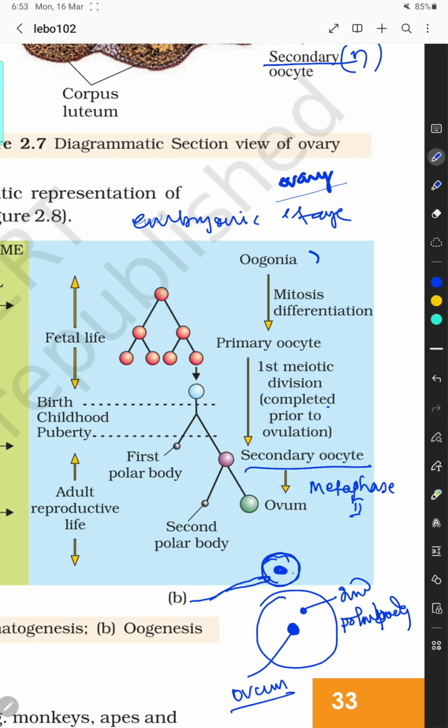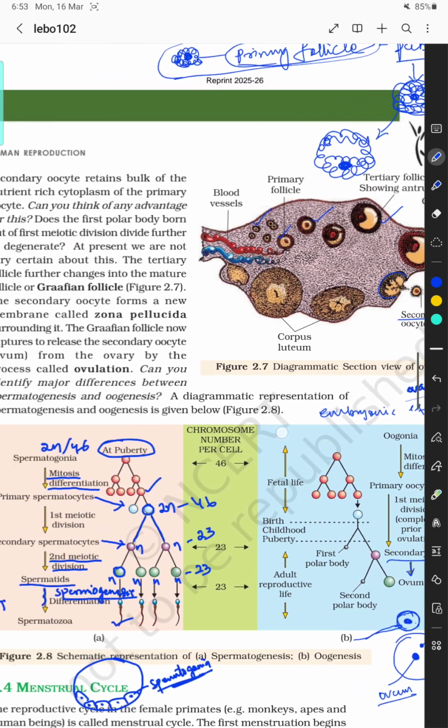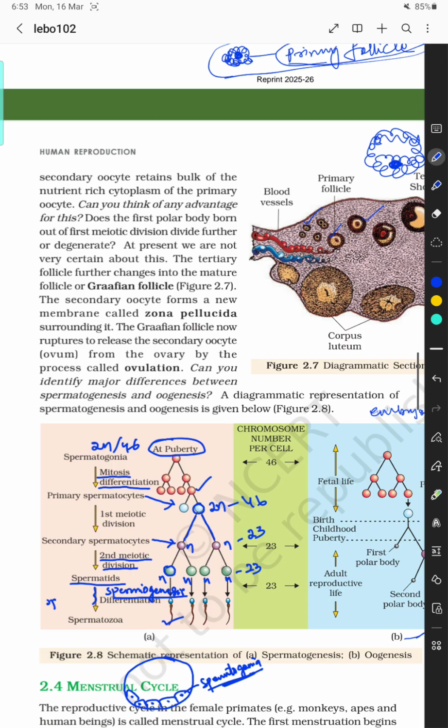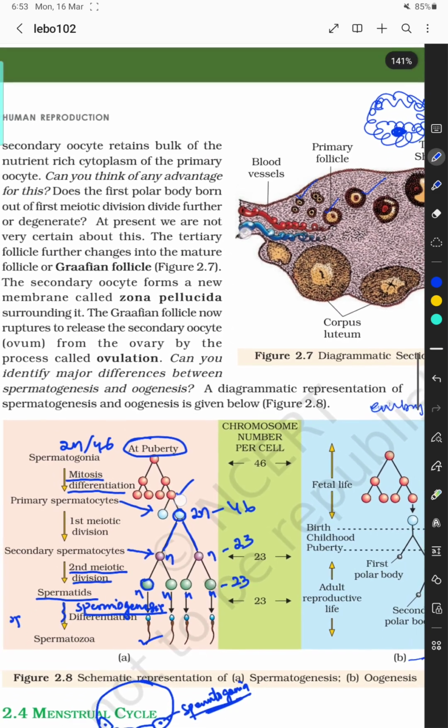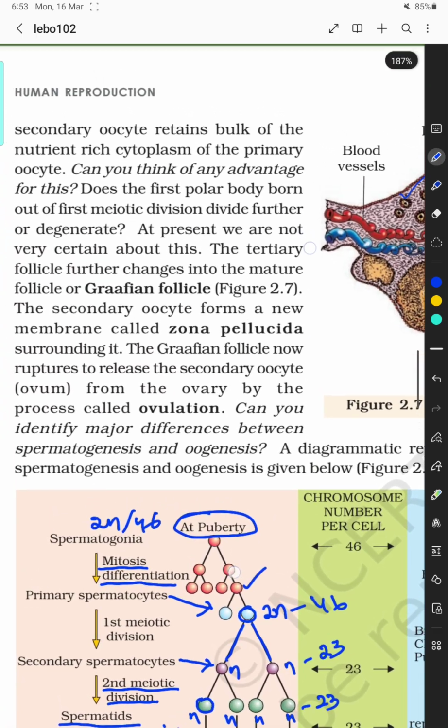meiotic division and develops into ovum. ठीक है, so this is all about the gametogenesis. Now let us come to the structure of graafian follicle. अभी हम ग्राफियन फॉलिकल का स्ट्रक्चर थोड़ा देखेंगे, it is very very important.